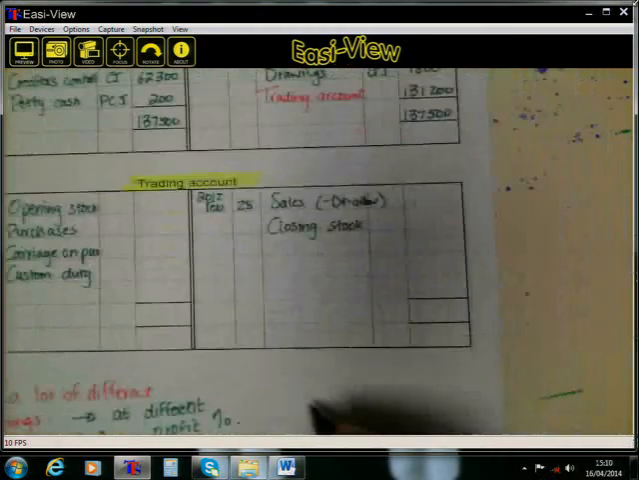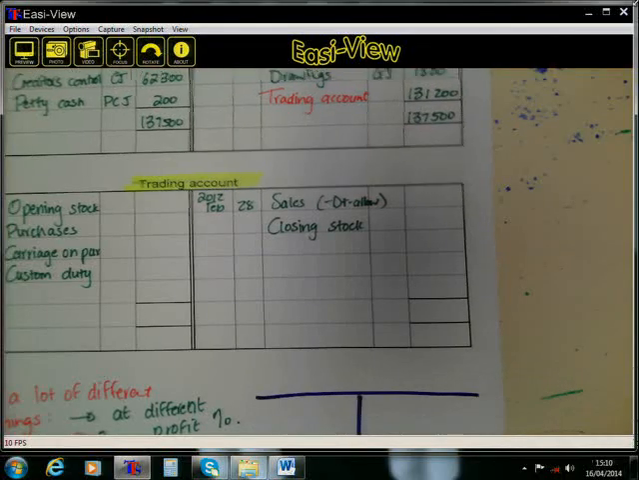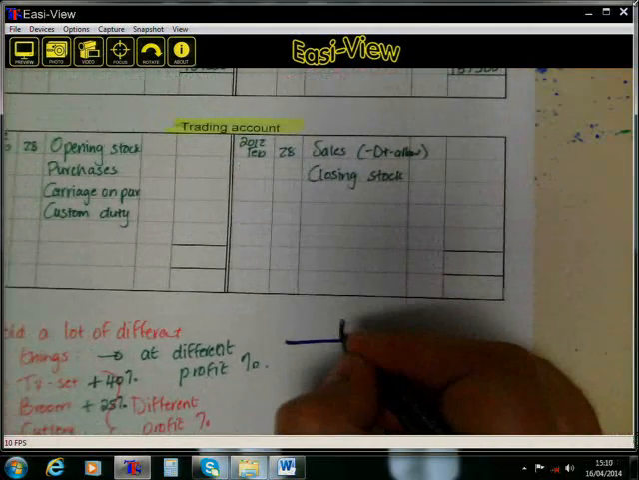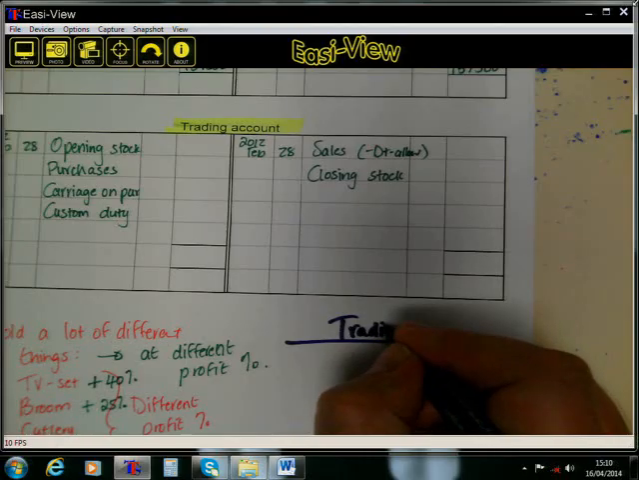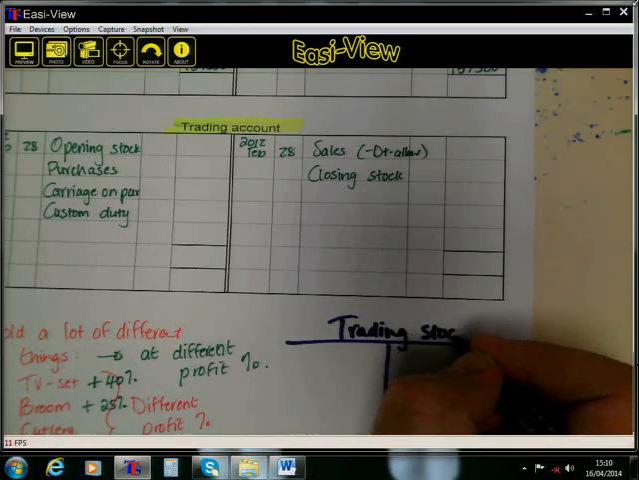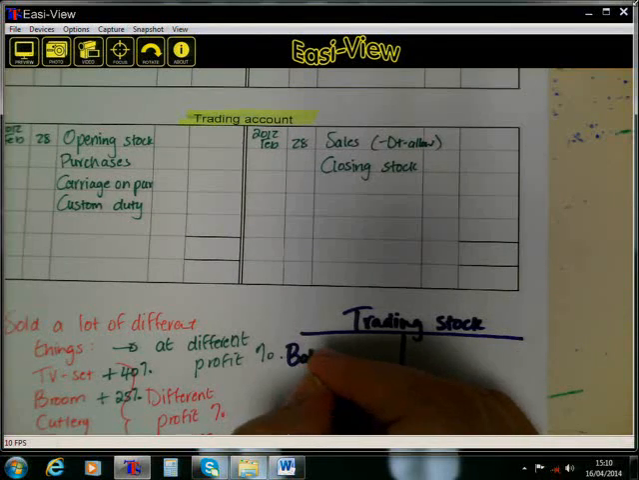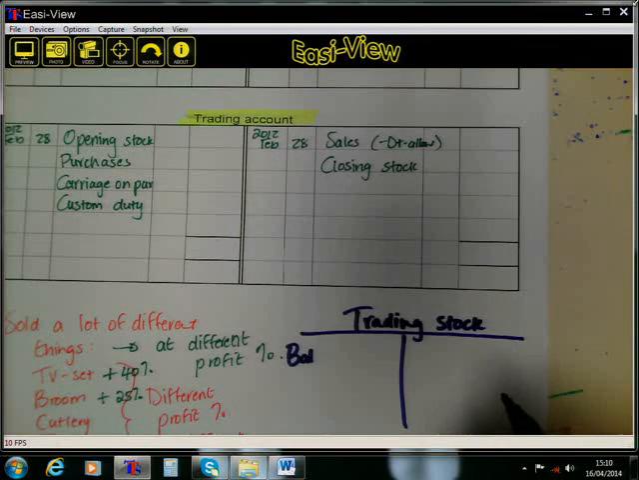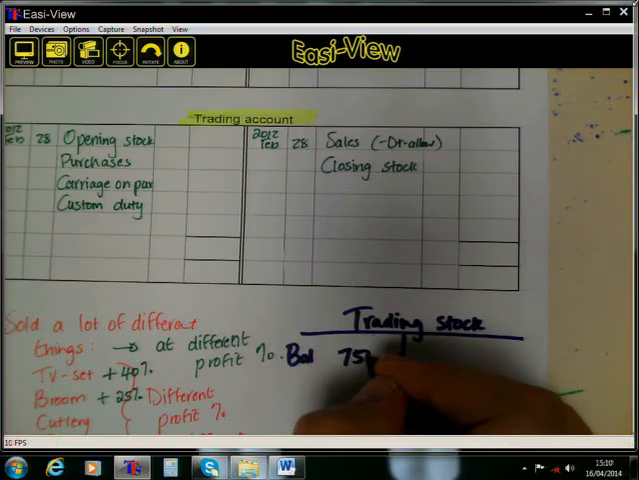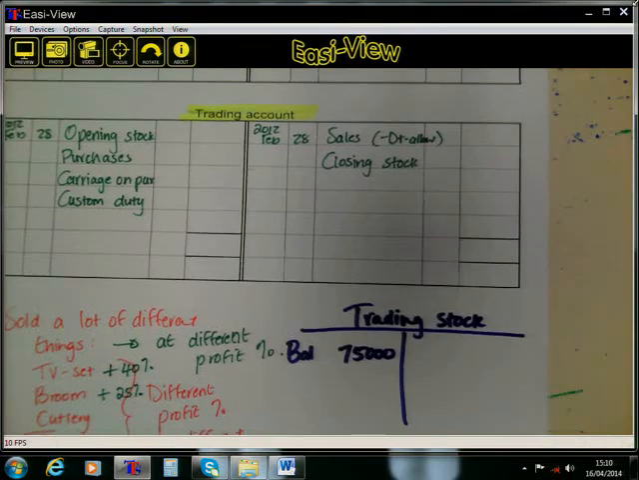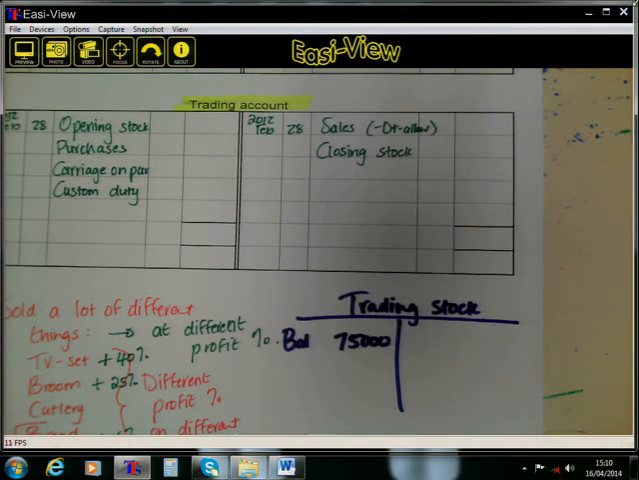this one, it's going to look like this. Let me show you your trading stock. Remember I said that we're not going to use the trading stock. Trading stock is going to look like this. Balance on the first of the year, 75,000 rand. Then you don't touch it for the rest of the year. The trading stock, just leave it there.